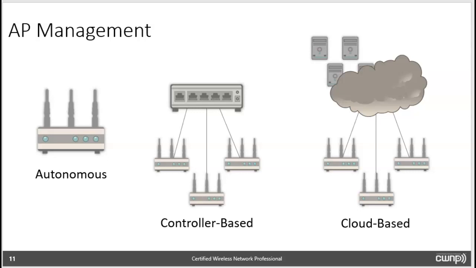So what you can and can't get away with depends on whether it's autonomous all by itself, controller-based, or cloud-based. You've got to make sure what features the manufacturers offer, and what monitoring can and can't be done. So when you're doing APs, make sure you know: am I getting autonomous, controller-based, or cloud-based? Because that'll tell you where you're going to make your changes and modifications to all the APs.